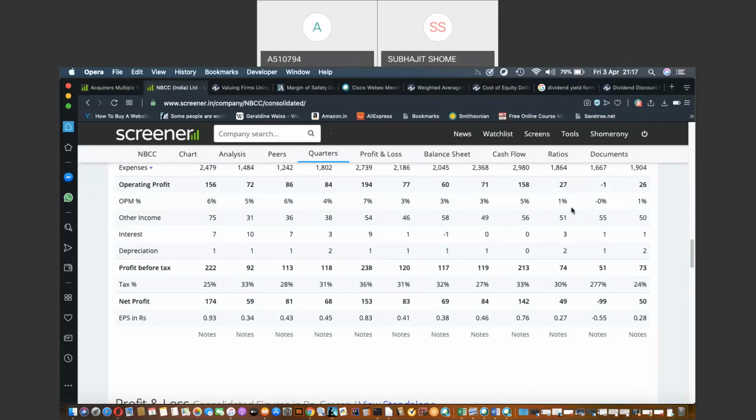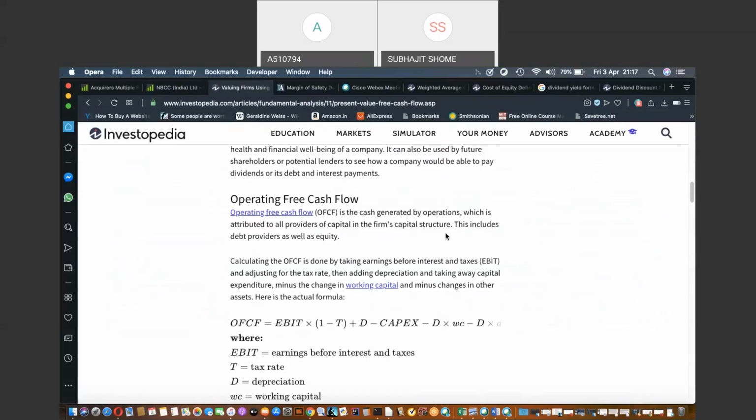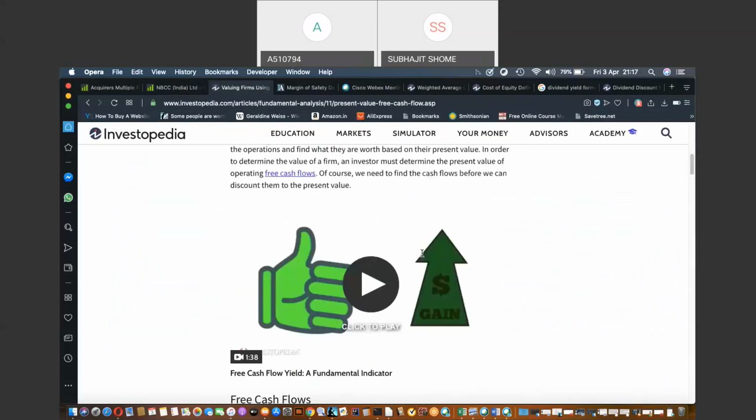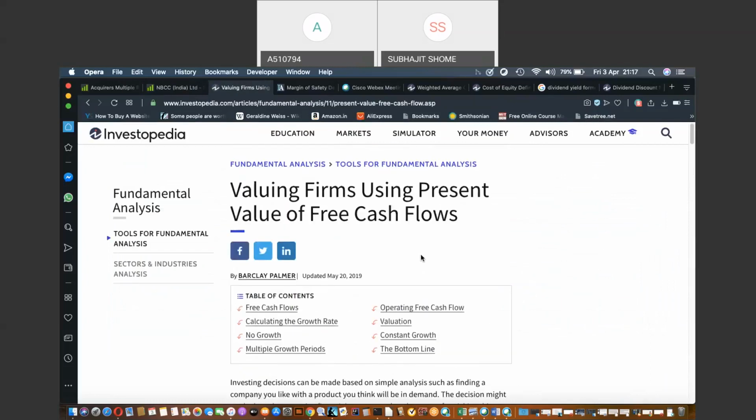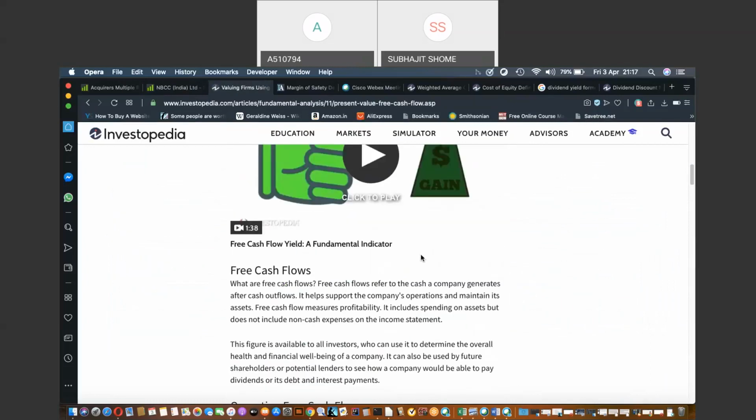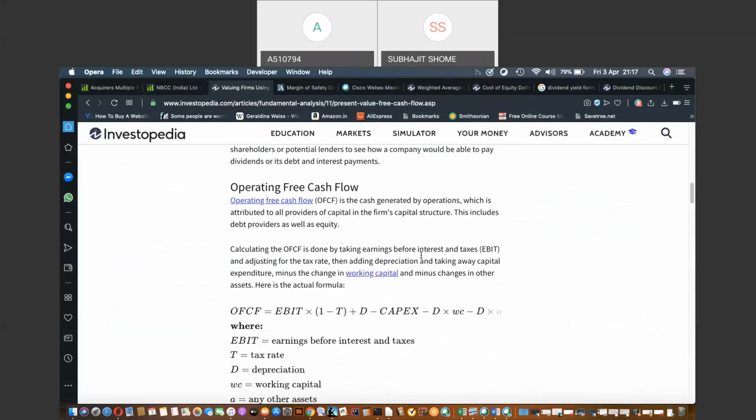So now we calculate the operating free cash flow. We try to find out the intrinsic value via FCF, the FCF method, because we have already completed the first method. So what is EBIT? Earnings before interest and tax.